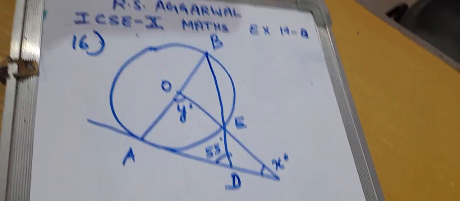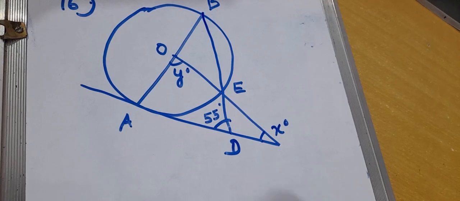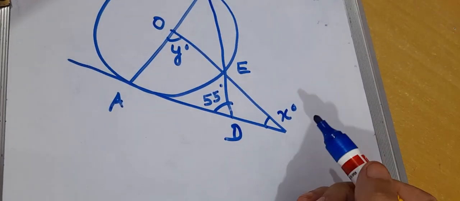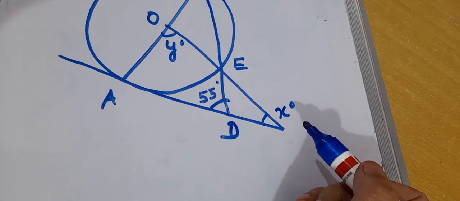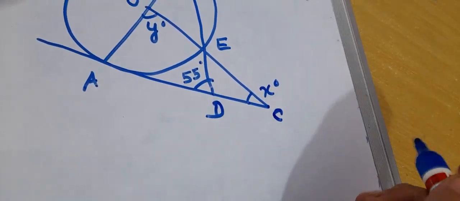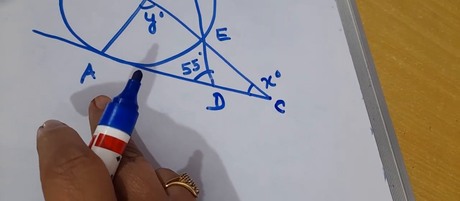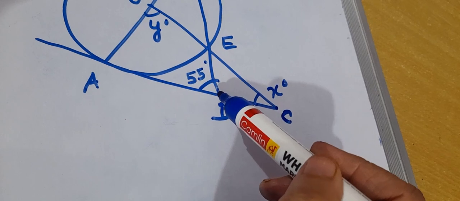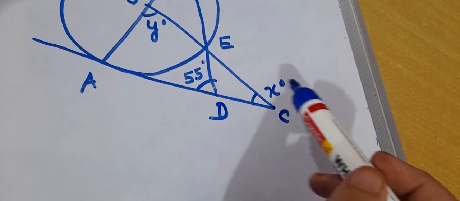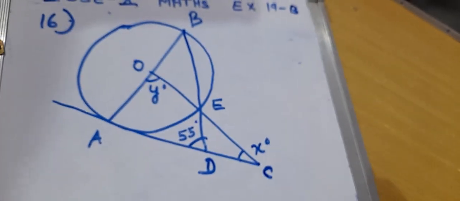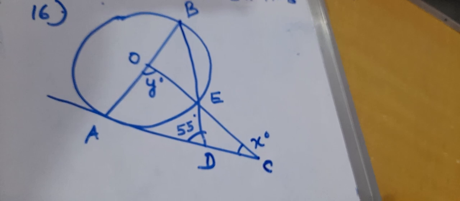Last question from this exercise, question number 16. We are given this figure. In the figure, AC is the tangent to the circle with center O. Write down here C. Angle ADB is 55. We have to find X and Y. Also give reasons for your answers. This is our question. So let's start.